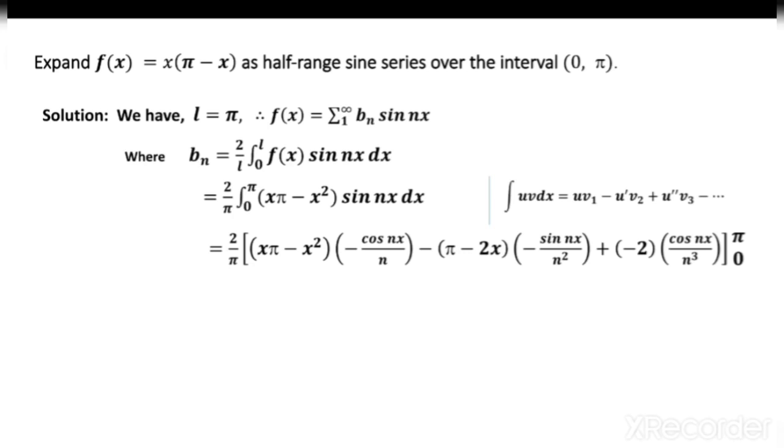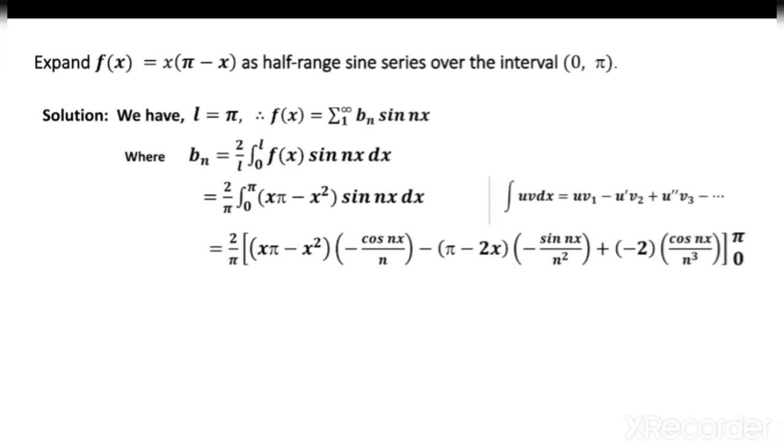Minus u dash. What is u dash? U dash is the derivative of u. Where is u? U is x pi minus x square. So what's the derivative of x pi? It's pi minus the derivative of x square, which is 2x. Then you have v2. What's v2? v2 is the integral of v1. Where v1 is minus cos nx by n.